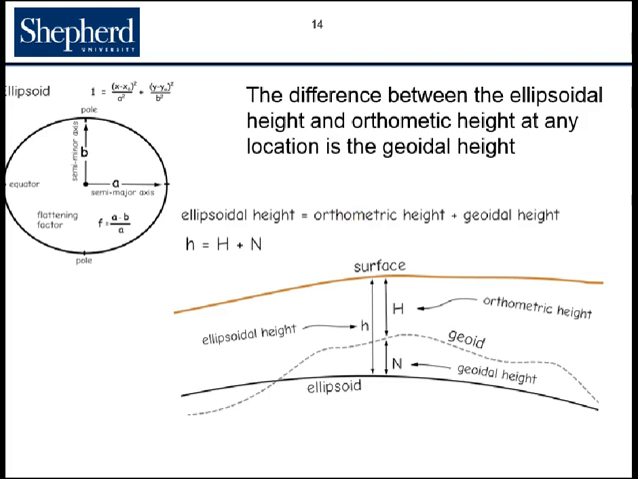Because we have two reference surfaces, a geoid and an ellipsoid, we also have two bases from which to measure height. Elevation is typically defined as the distance above a geoid. This elevation above a geoid is called the orthometric height, and you see that on the right side of this figure. Heights above the ellipsoid are often referred to as the ellipsoidal height, and you see that on the left side of this figure.